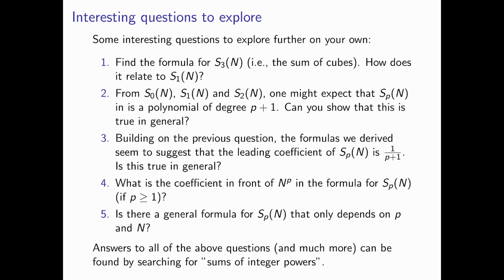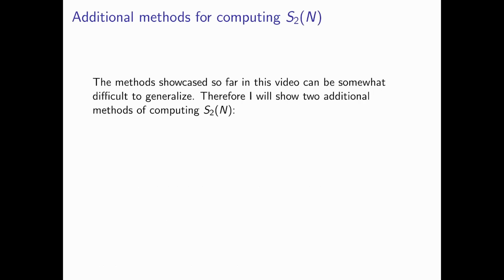At this point, I could probably end the video with a pretty clear conscience, but there are a few things I still want to discuss. And one of them is to give some additional methods to find the formula for s sub 2 of n. The reason for this is that the methods I showcased so far in the video have been a bit unusual, to say the least, and they may not be that easy to generalize. It's perfectly possible to do so, but it may not be the most straightforward thing in the world. So I will showcase two additional methods of coming to this formula which are a bit easier to generalize.